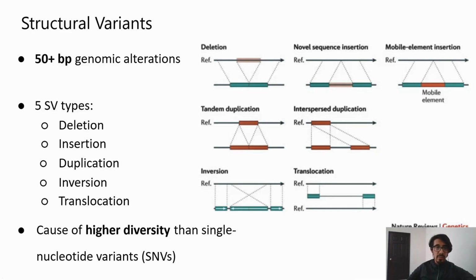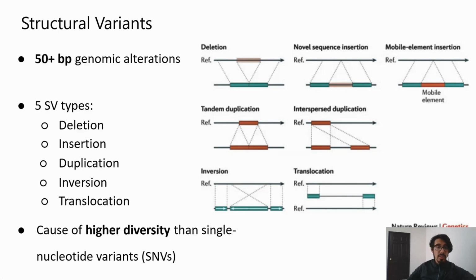For example, in the case of deletion, our sequence will have a missing part that is present in the reference. On the other side, for insertions, our sequence will have additional information that is missing in the reference. For the case of duplications, a portion of the sequence will be duplicated either in tandem, so that means next to each other, or they will have some other unique sequence in between for the case of interspersed duplications.